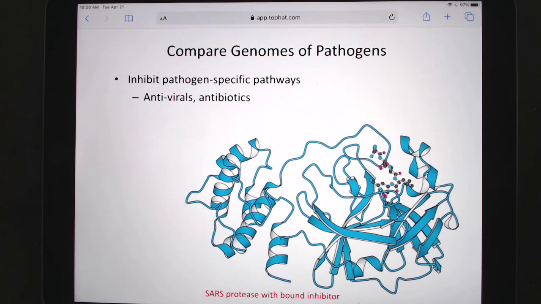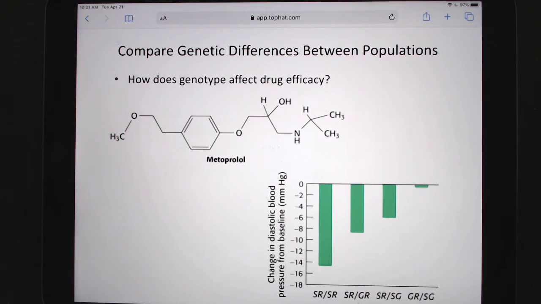Penicillin is a classic case. Penicillin targets a pathway that's not found in humans. That's why it doesn't affect us. Okay. You can also compare genetic differences. If you look at the phenotype and genotype between different classes of people, you can see how it would change the different effects.